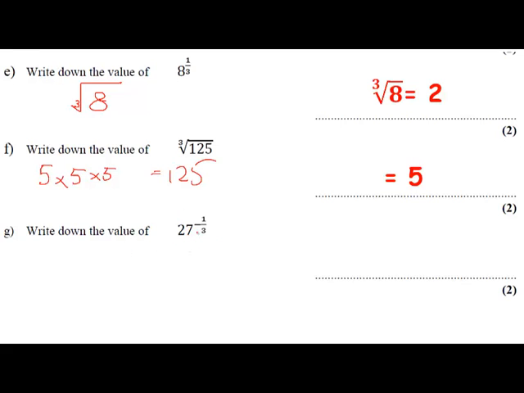This should say 27 to the power of minus a third. Now remember what I said, a minus sign means I need to do 1 over. So this is 1 over 27 to the power of a third. Okay? From what we did in part E, a power of a third means cube root. So I need to do the cube root of 27. Okay, so this is the same as the cube root of 27.